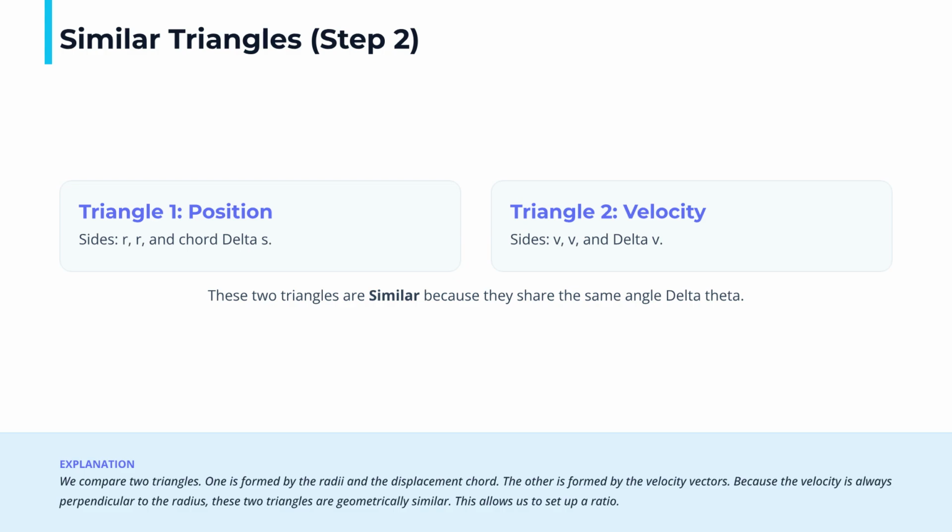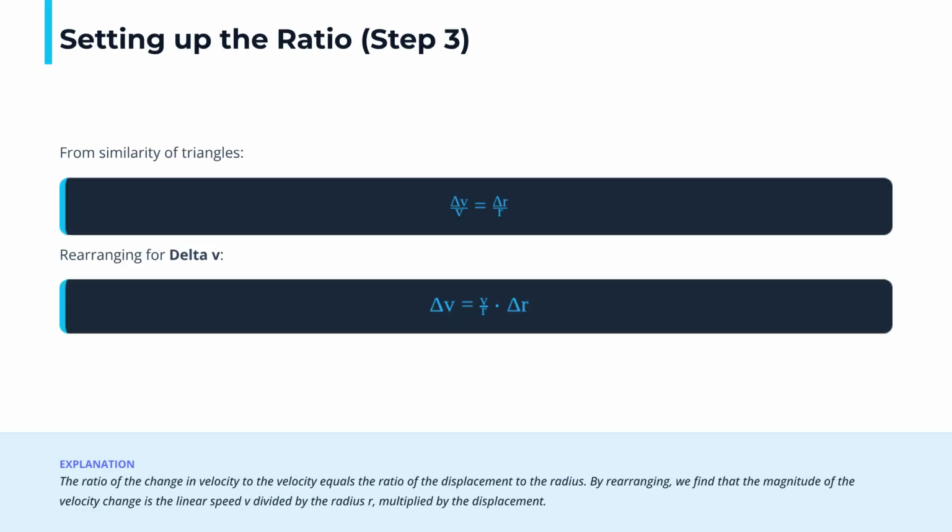We compare two similar triangles, one formed by the radii in the displacement and one formed by the velocity vectors. Because velocity is always perpendicular to the radius, these two triangles are geometrically similar, allowing us to set up a ratio. The ratio of the change in velocity to the velocity equals the ratio of the displacement to the radius. By rearranging, the magnitude of the velocity change is the linear speed v divided by the radius r, multiplied by the displacement.